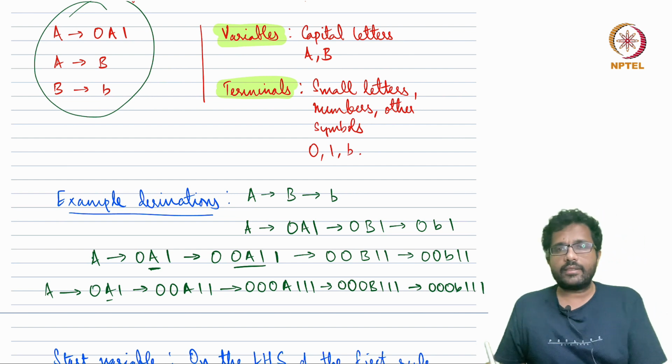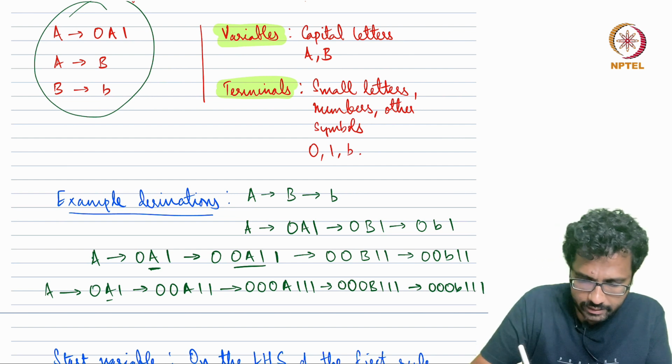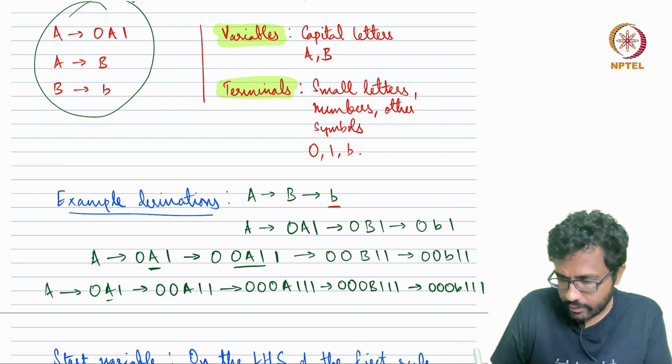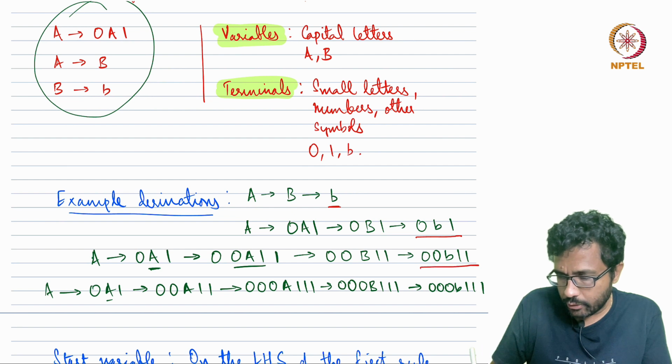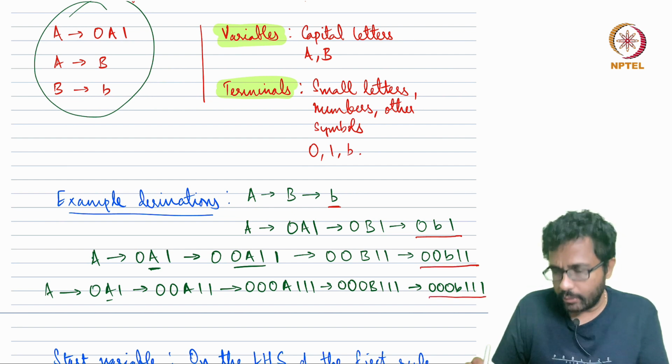So these are all strings that can be obtained. Notice the ending strings that we have. In the first case it was b, then it was 0b1, then 00b11, and then 000b111.